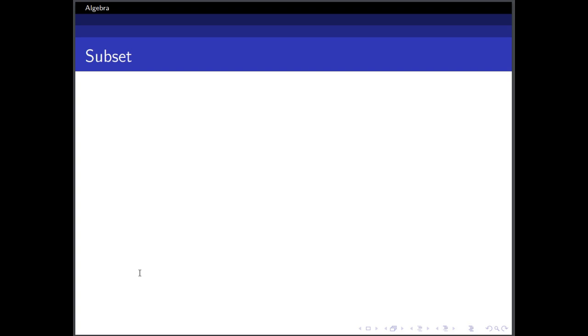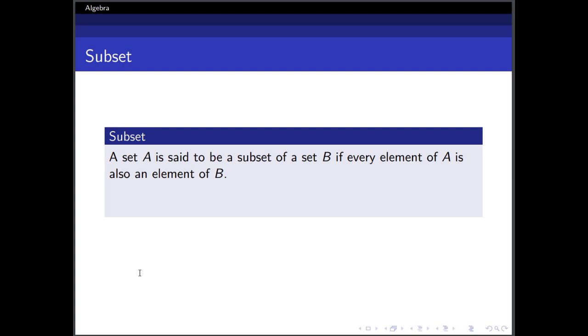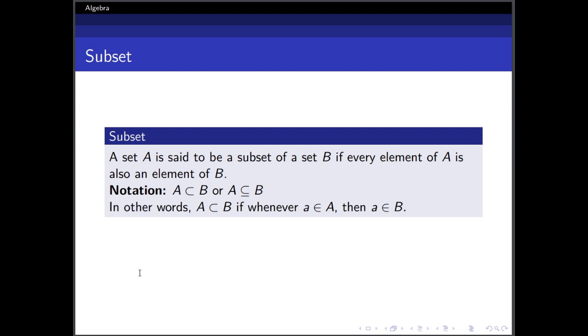Then next concept we will discuss, that is subsets. A subset is defined as: a set A is said to be a subset of another set B if every element of A is also an element of B, and in mathematical notation we denote it as A contained in B, or sometimes A contained in or equal to B. In other words, A is a subset of B if whenever a belongs to A, that small element a also belongs to that set B.